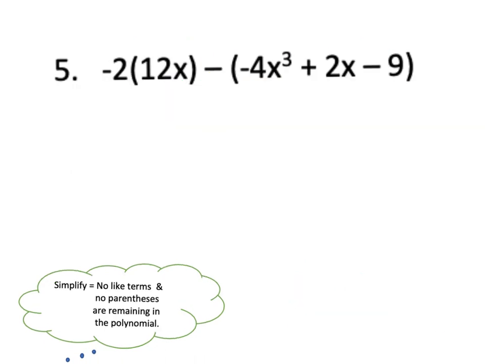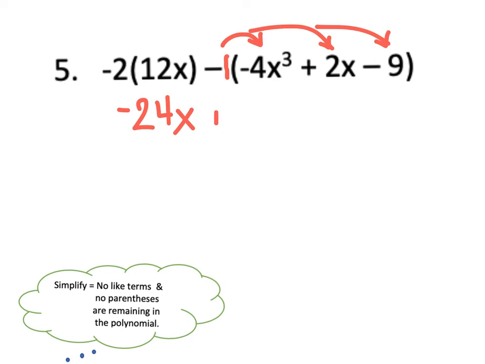Last one to see if you've really got this. Let's handle all multiplications first. So negative 2 times 12x is negative 24x. Next, I'm going to squeeze in a negative 1 right here, or just a 1, so you realize that you actually need to distribute negative 1 to the second trinomial, which gives me negative 1 times negative 4x is positive 4x to the third. Negative 1 times positive 2x is negative 2x, and negative 1 times negative 9 is positive 9.